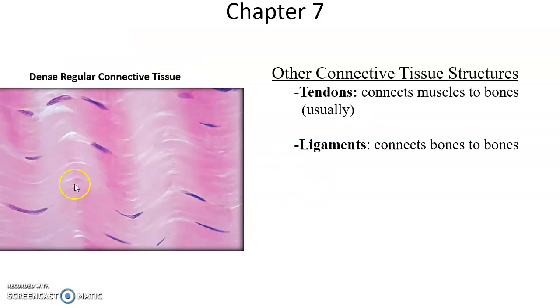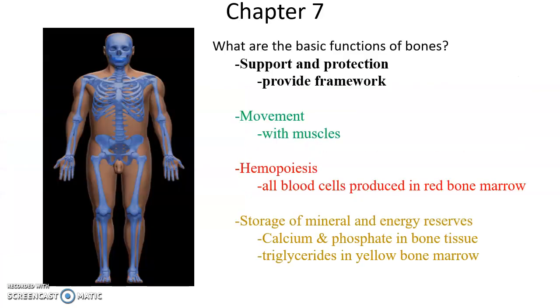We also have dense connective tissue. Dense connective tissue is the tissue of the tendons that attach the muscles to the bones and the ligaments that attach bones to bones. All right, what are some important functions?